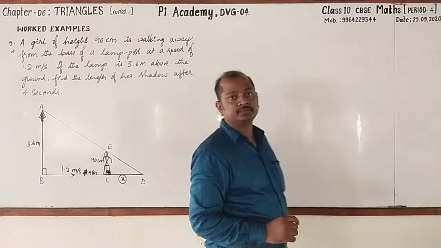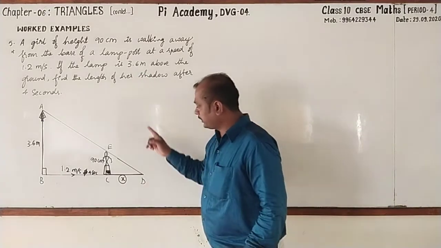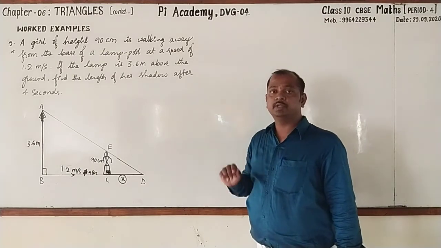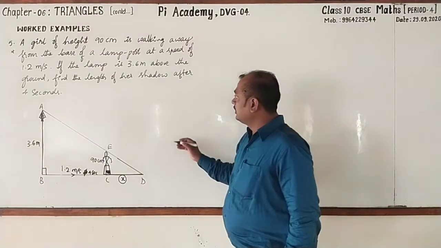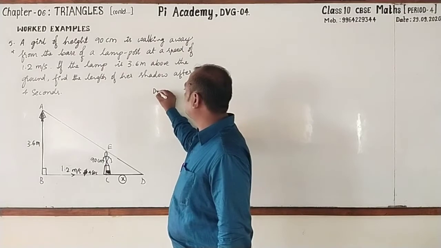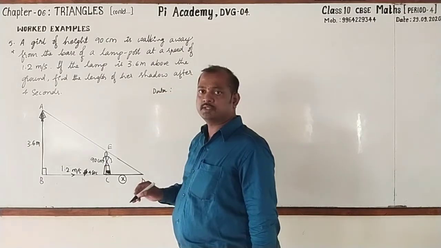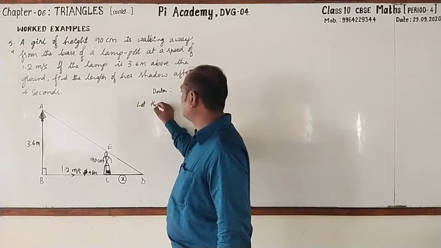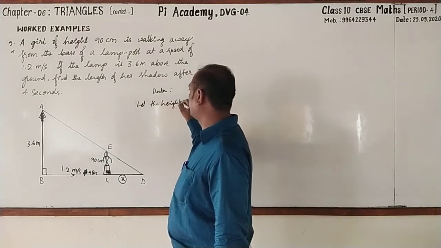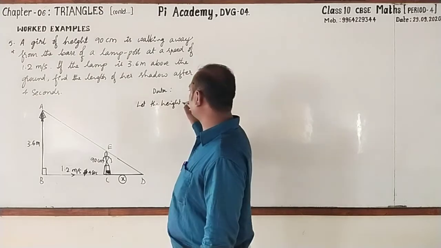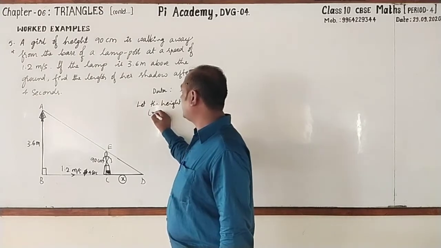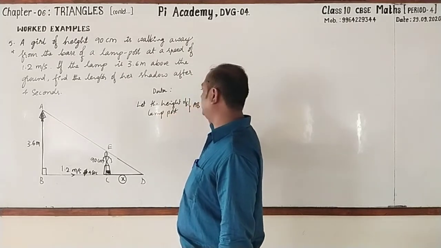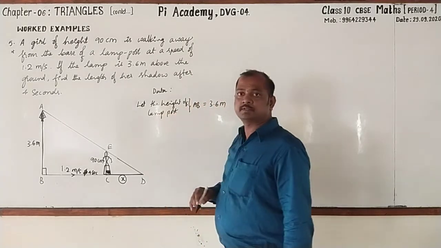Before that, pause the video. First you write from here to here, then you may start writing the data with me. Hope that you have written. Write the data with me. What is that? Height of the lamp post. Let the height at which the lamp is there from the ground, the height of the lamp post, be AB, which is equal to 3.6 meter.